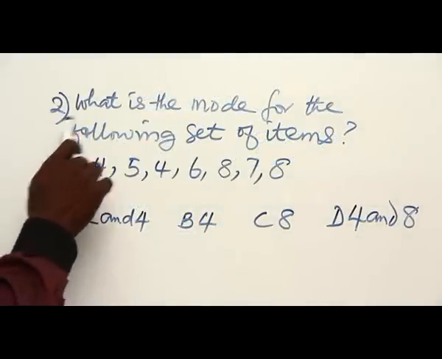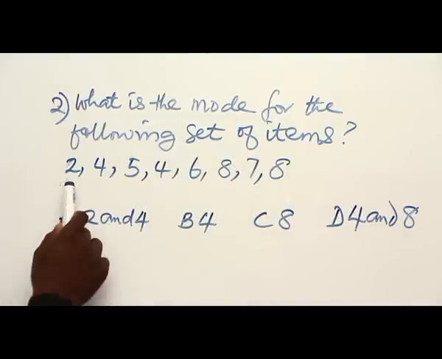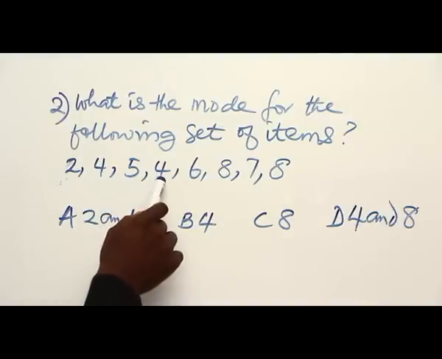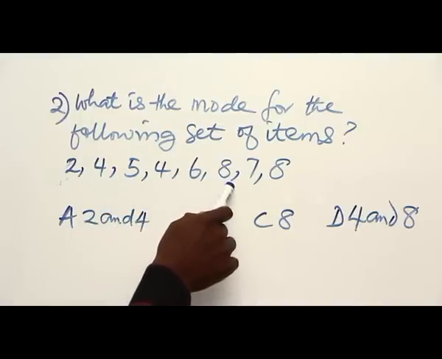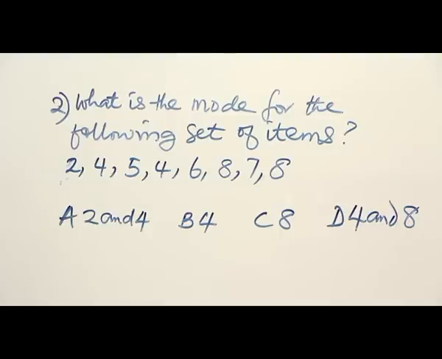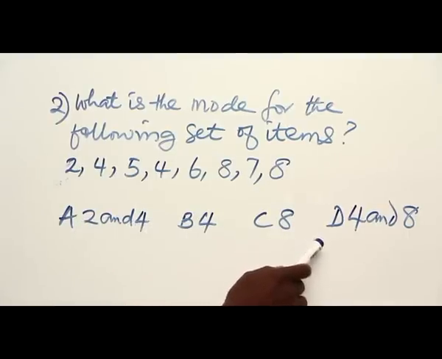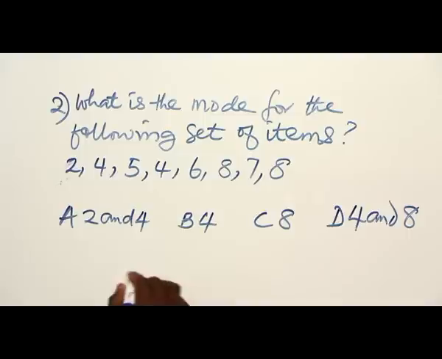Example 2. What is the mode for the following set of items: 2, 4, 5, 4, 6, 8, 7, 8? Options: A, 2 and 4, B, 4, C, 8, D, 4 and 8. Solution.